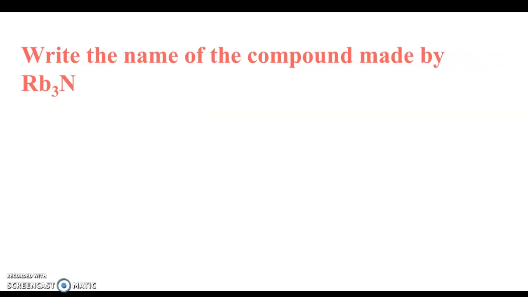Let's try another one. Write the name for the compound here. Go ahead and try. And you should get rubidium for Rb, and nitrogen, so we're going to drop the ending, so basically the last syllable. Drop the last syllable, add -IDE for the ending, and you have nitride.